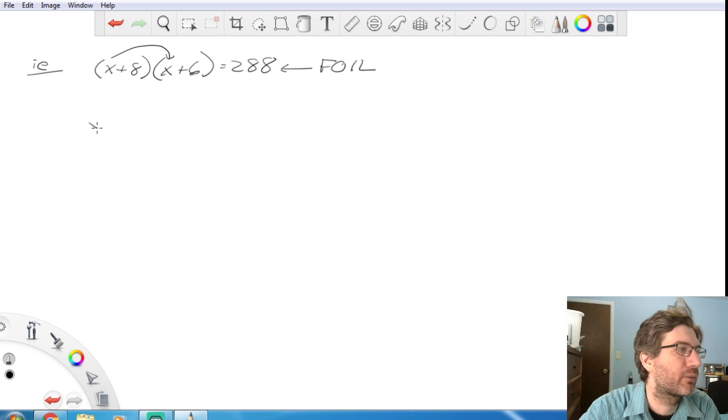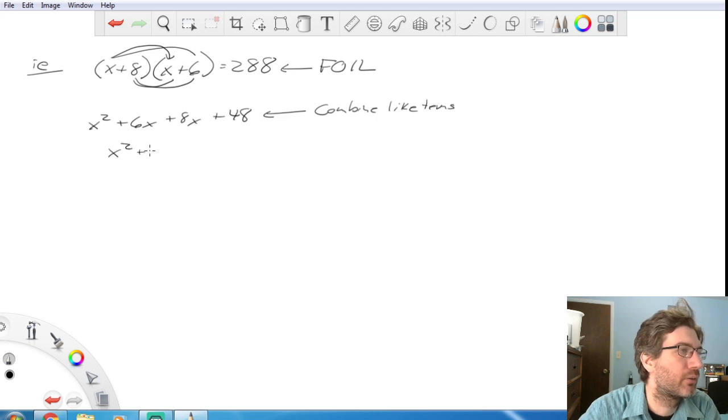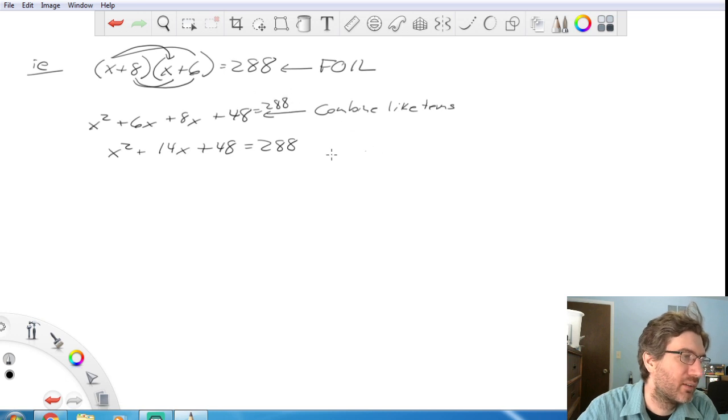So this becomes x squared. This becomes positive 6x. This becomes positive 8x. And this becomes positive 48. And then you're going to combine like terms, and you're going to get x squared plus 14x plus 48. And again, it doesn't equal 0 here, it equals 288. So I guess I shouldn't put that there as well. Equals 288.